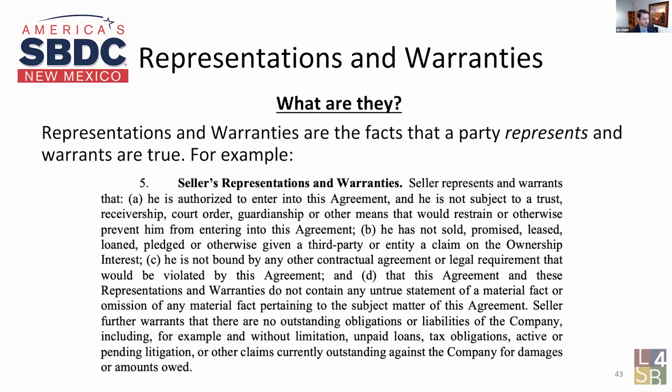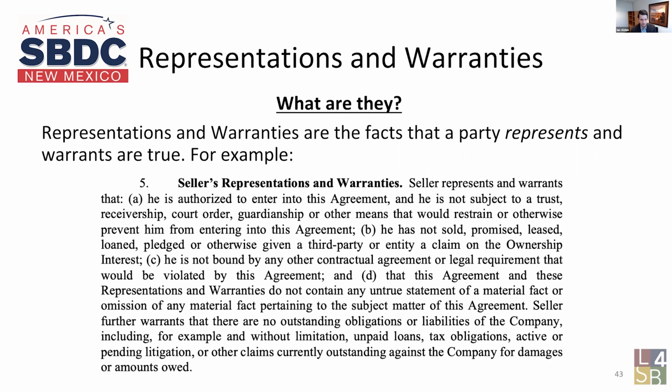But then where you get into the more specifics, this is where it's really important in purchase and sale agreements, for example. You want to make sure that if you're the buyer, the seller is representing and warranting that the company has no outstanding taxes, no lawsuits they're aware of, no employee grievances or complaints they're aware of. Things like that that might crop up after you buy the business that would really impact the value of it.